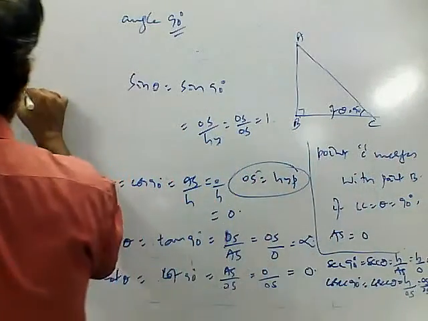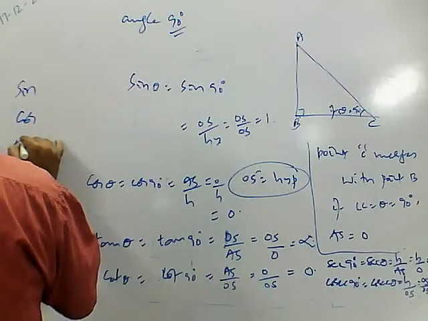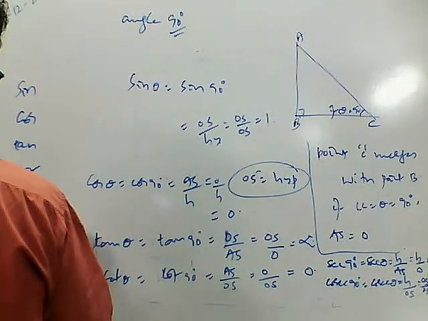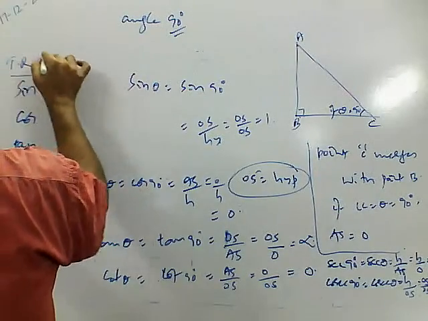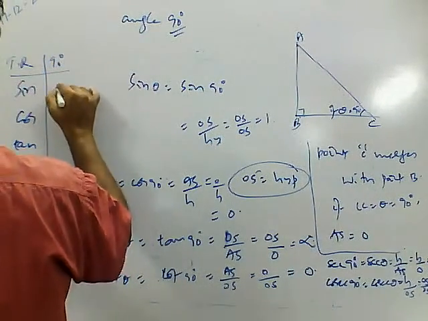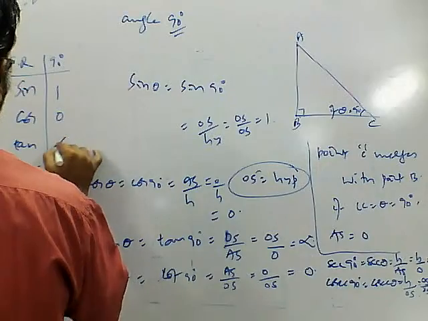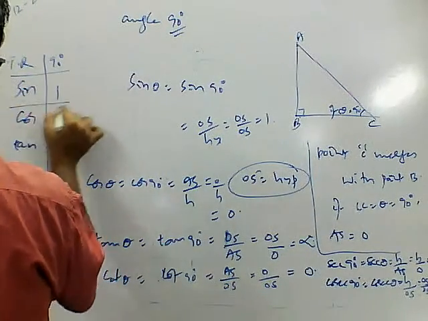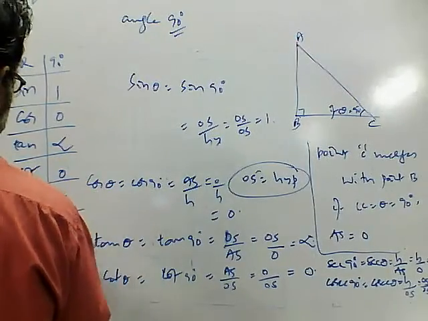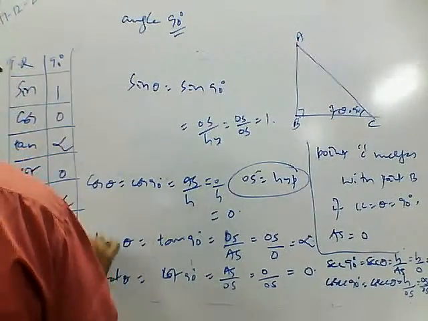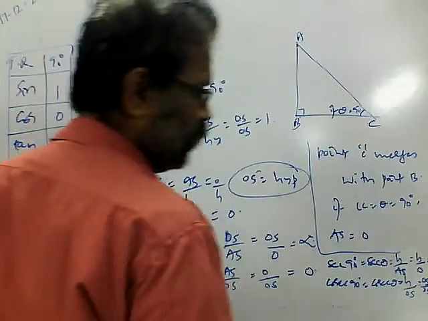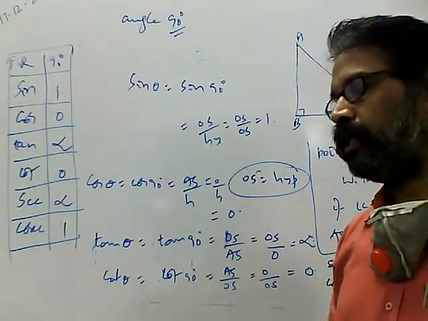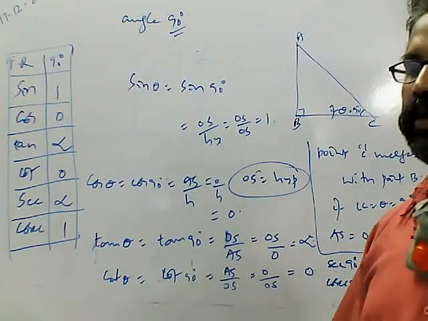So sine, cos, tan, cot, sec, and cosec. This is the T ratio and this is 90 degrees: 1, 0, undefined, 0, undefined, 1. We have not derived this yesterday, so we have derived this 90 degrees part today. And we already have the angles 0, 30, 45, 60 in the previous table. This is about 90 degrees.